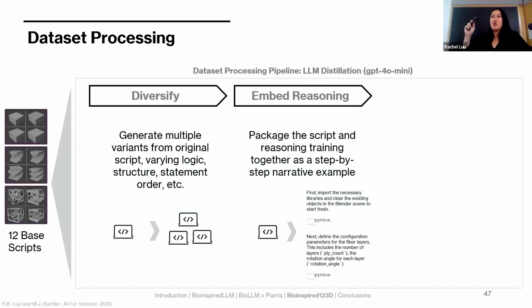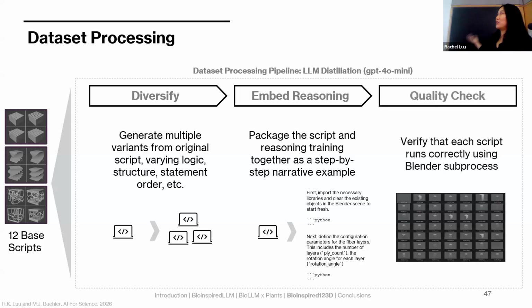And then after that, we also do embedded reasoning. So not only showing these models canonical examples of scripts, we wanted to see if we could embed more reasoning traces so that the model can learn from them. For instance, it's in this narrative step-by-step format where there is text that describes what each block of Python code does. By doing this, our hope was that the model would learn rather than memorize canonical examples. And then lastly, because we're generating all these new scripts, we're going to do a phase of quality check to verify that all the scripts run correctly using a Blender subprocess.